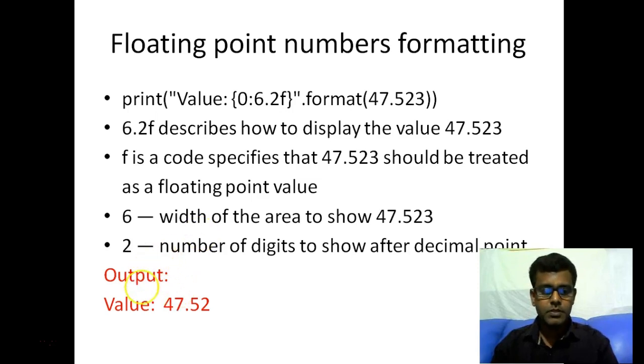So the first position will be a vacant one, then the next 2 places will be taken by 47, then the third place is the decimal point, then 52 will take 2 more positions. So first one is vacant, then you will have 5 spaces, so totally 6 places it will take. So that's all about the formatted print statement. The next topic, exception handling, we will see in the next lecture.